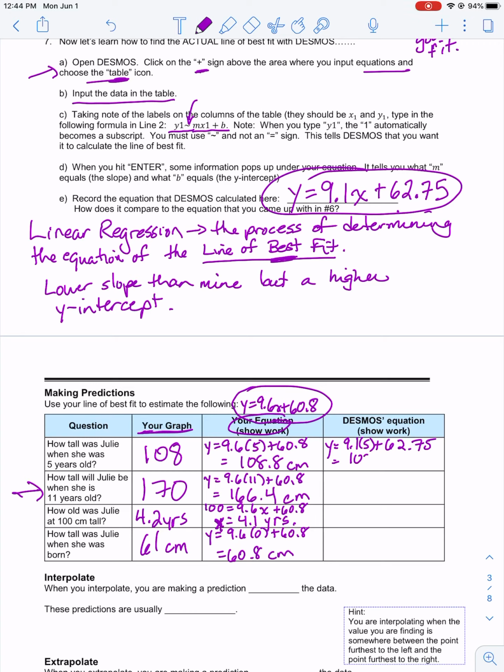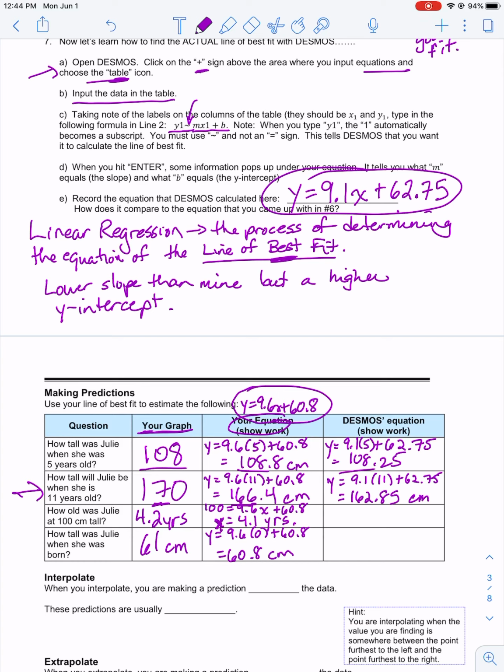It's actually 108.25, which, you know what, they're all about the same. They're pretty close. y equals 9.1 times 11 plus 62.75 is 162.85. My prediction was a little bit high. My graph is a little bit high for that prediction.